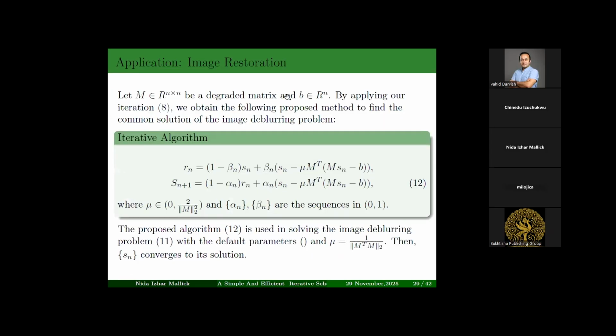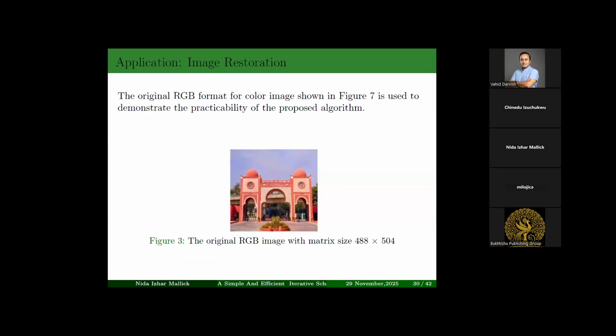So we applied that mapping K that was defined by Feng to our iterative scheme, and then modified our iterative scheme as this, given by equation number 12. And then we use this mapping in our MATLAB coding to restore the image. And for that purpose, we took this original RGB image with the matrix size 488 by 504. This is the central gate of our university, which I took as an example.